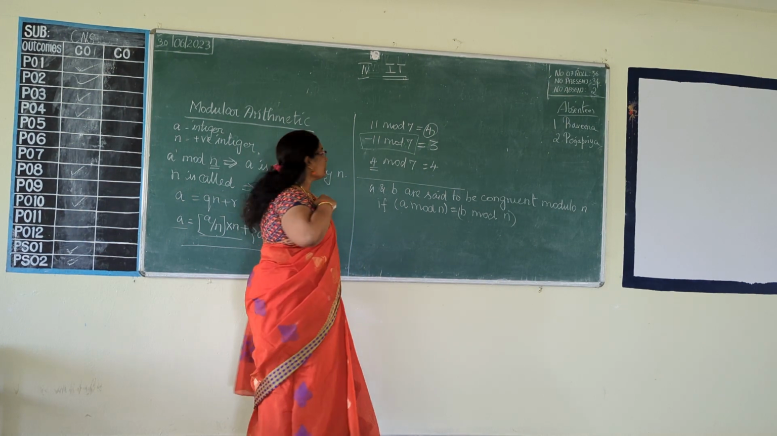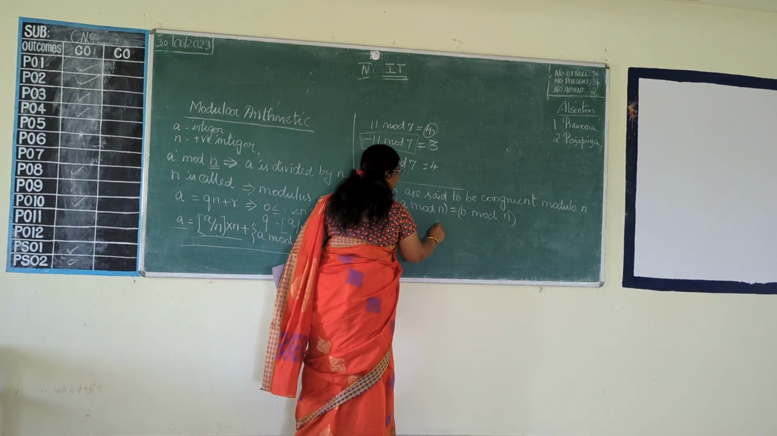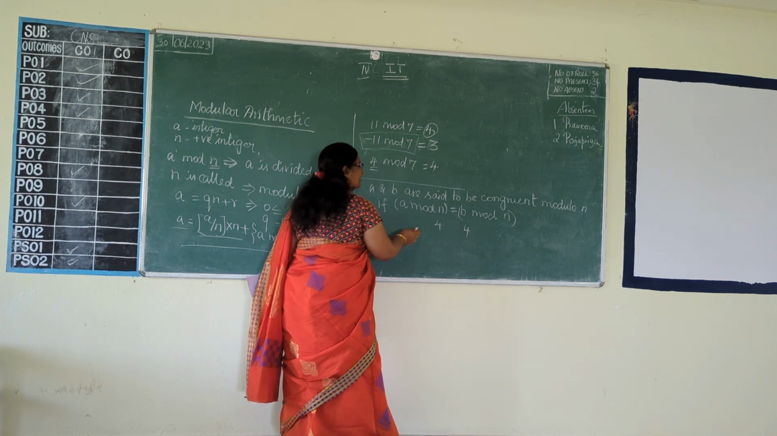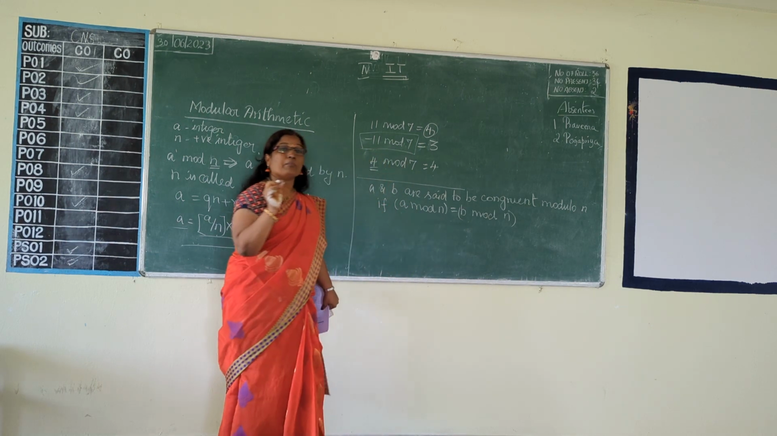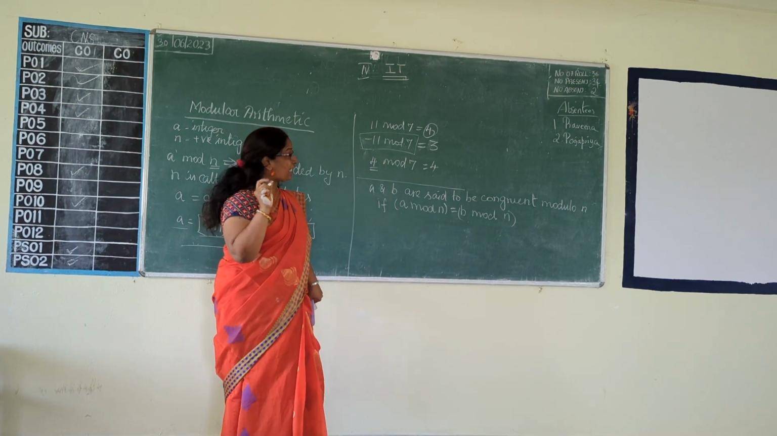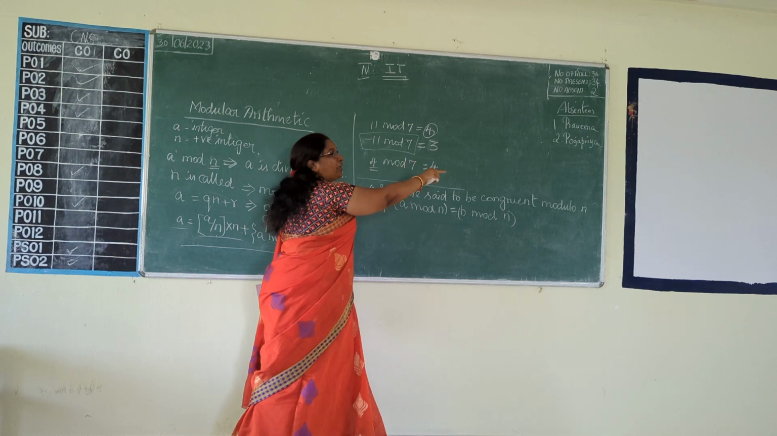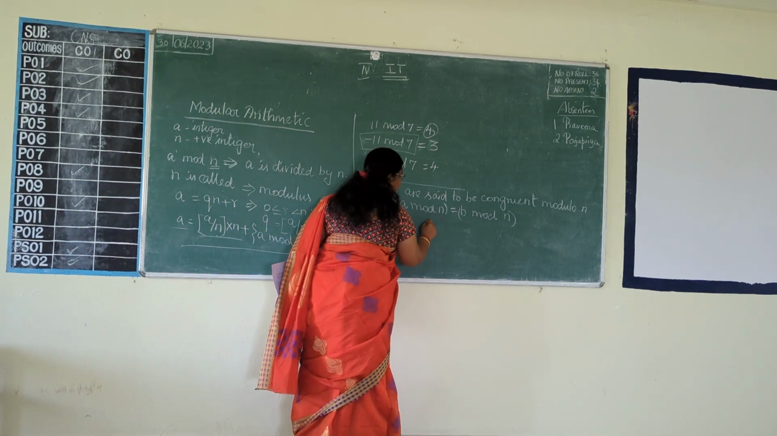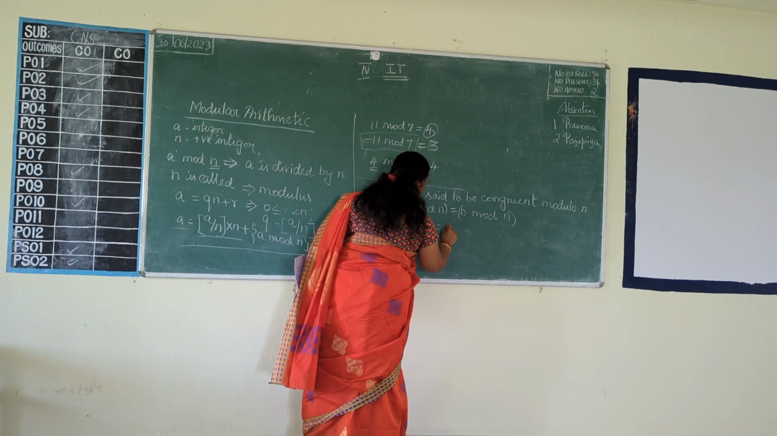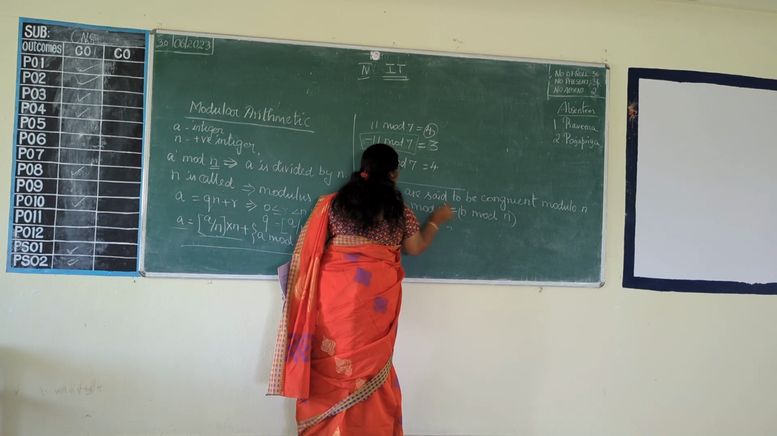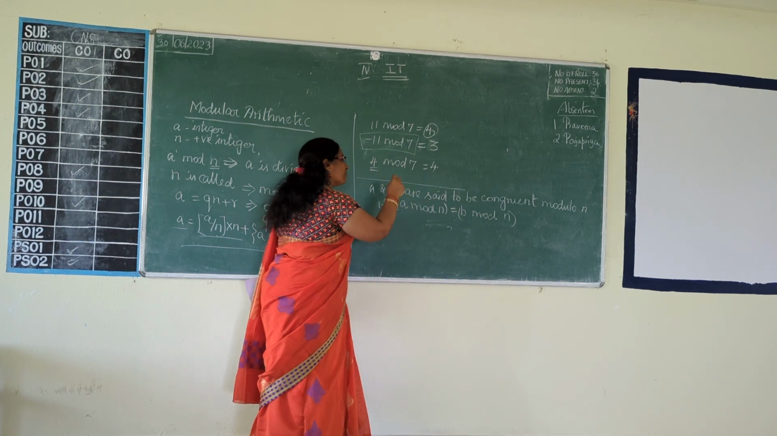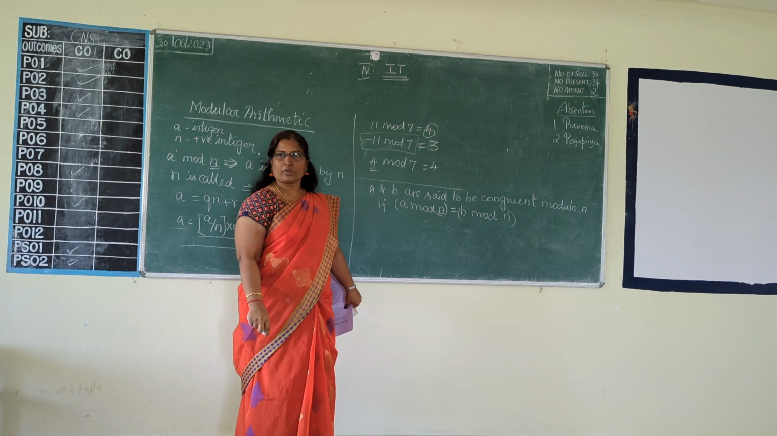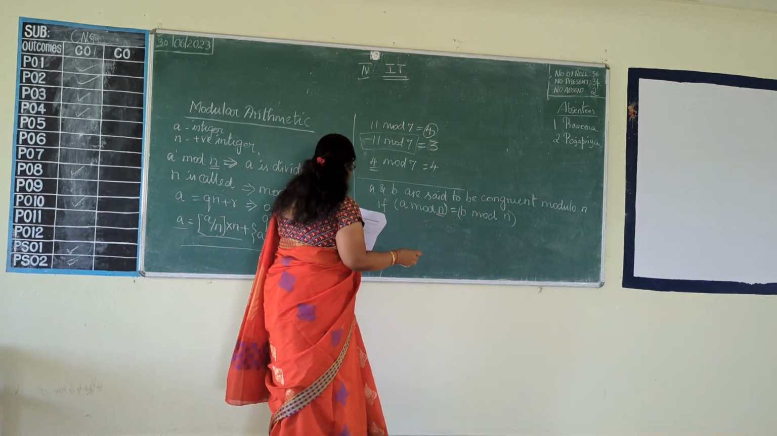Suppose A mod n I am getting 4 and B mod n also I am getting 4, then I can say A and B are congruent mod n, same n value. Clear? Say A mod n is equal to some 5, B mod n is equal to some 5, then I can say A and B are congruent modulo n, same n value must be there. Okay? Right. So now I will give you an example.